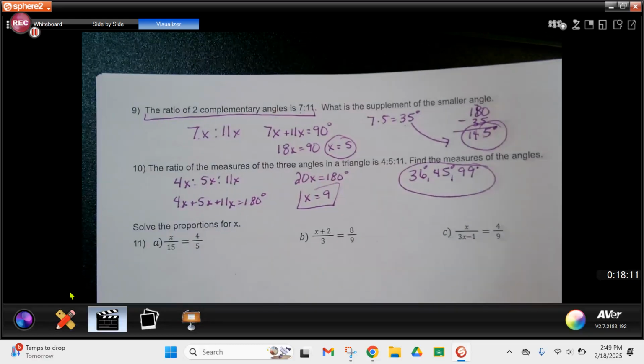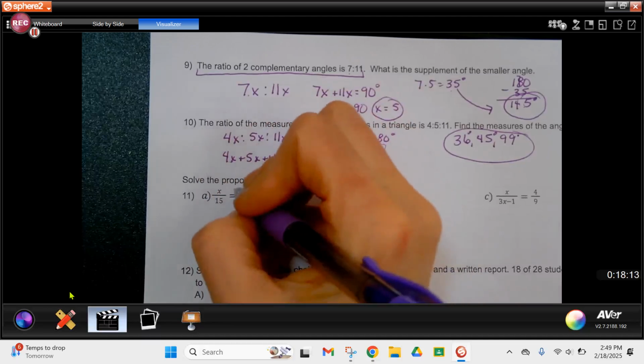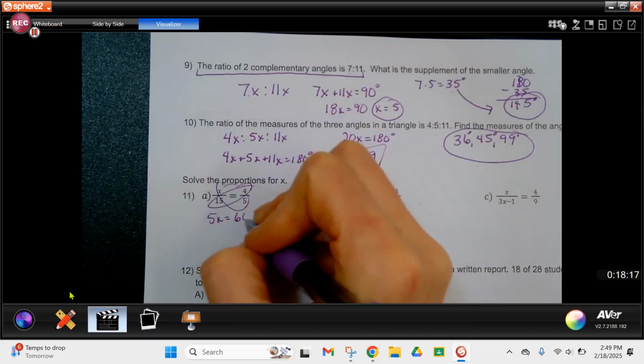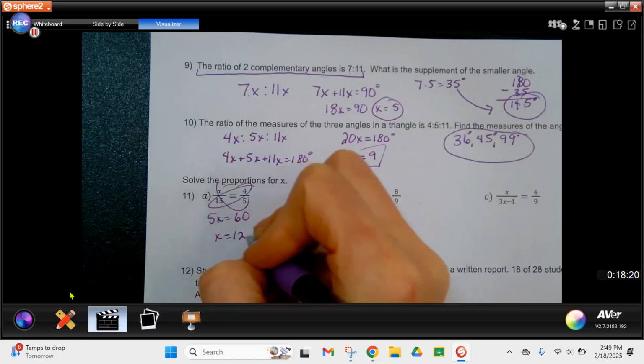All right, solving the proportion for x, cross multiply. 5x equals 15 times 4, which is 60. So x equals 12.